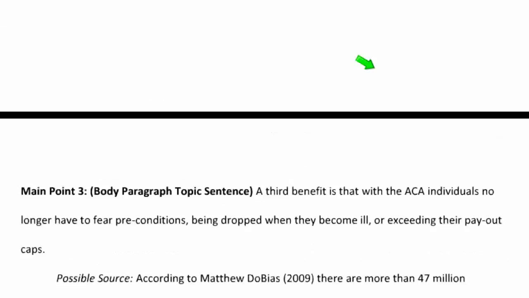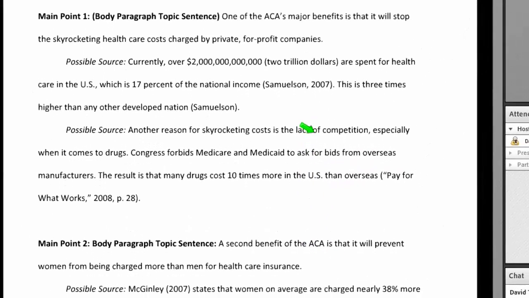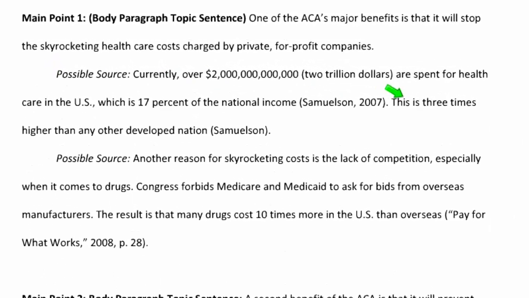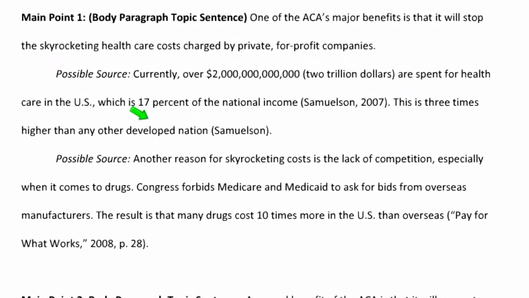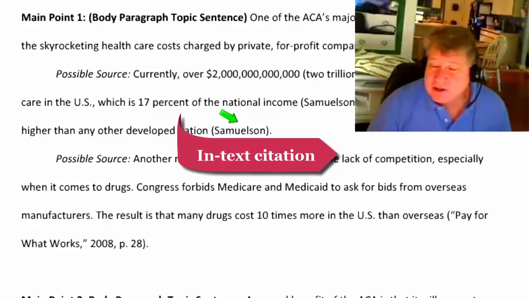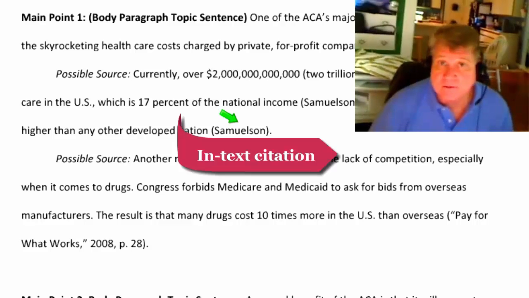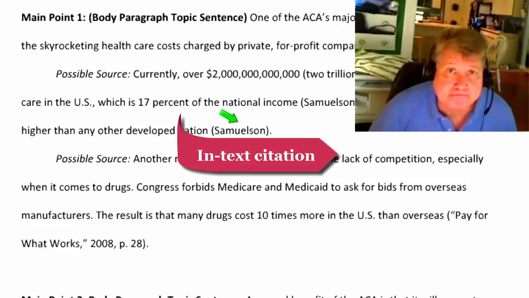So that's all that you do. You write out your main point, which we did, and you go and find sources that support it. This support continues with the sentence, this is 3 times higher than any other developed nation. And we cite Samuelson again. Why? Because each sentence that uses source information in your paper must have an in-text citation.